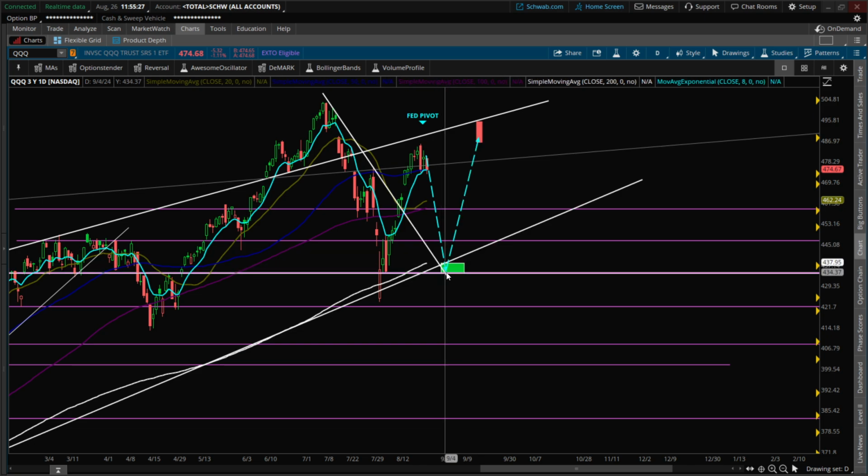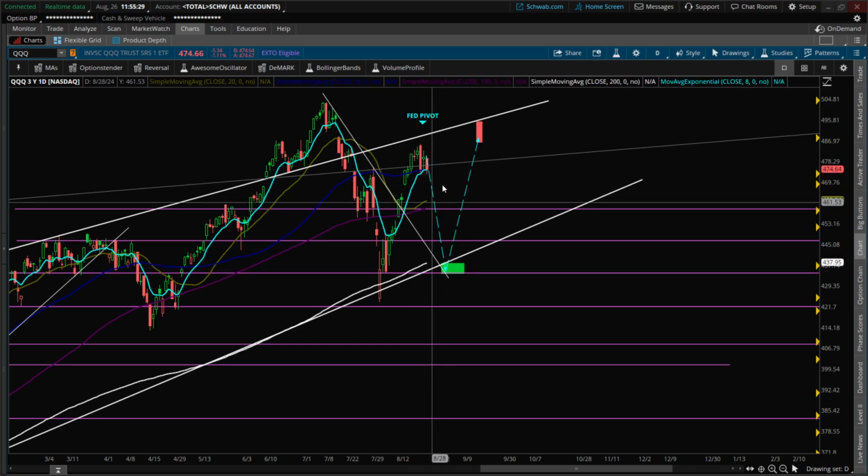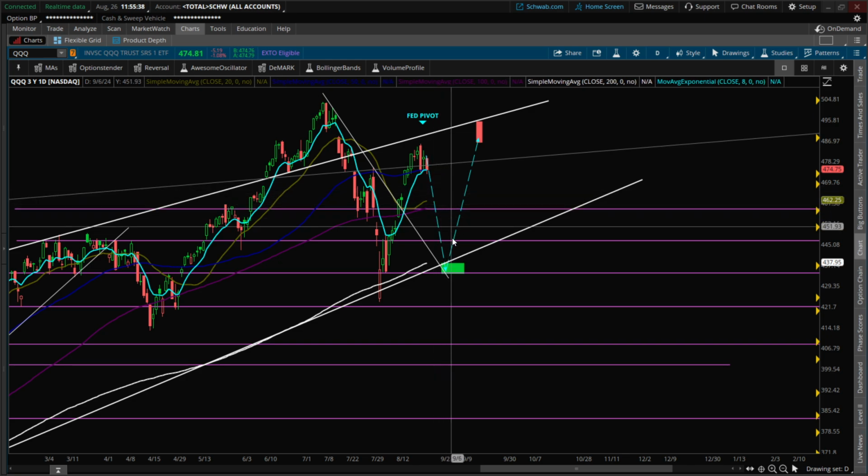Give it some time to do that. So now it can bounce around. Even if we get an ABC correction, then maybe the A goes down to 460, we get a bounce, B, and then C down here. But it should be pretty sharp, and that gives us some time for that target to hit.